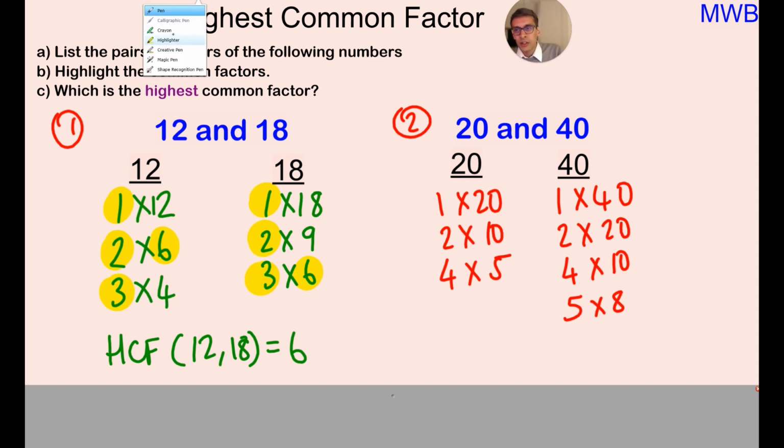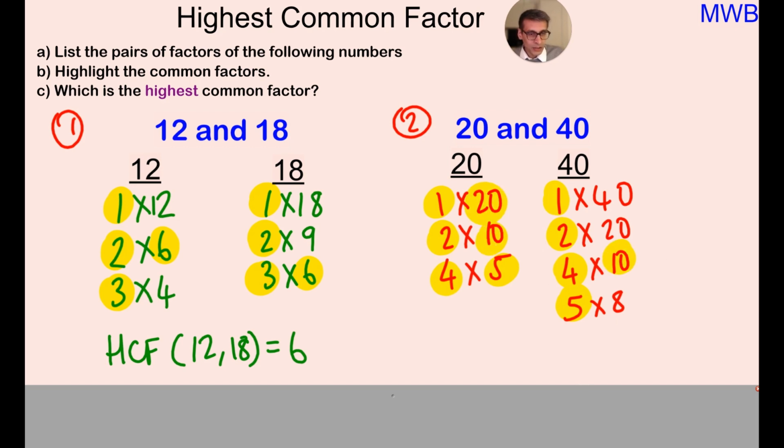So let's highlight the common factors here. We can see a common factor is 1. Let's use yellow. So a common factor is 1. Another common factor is 2. 4 is a common factor. 5 is a common factor. 10 is a common factor, and so is 20. So from this, we can see that the highest common factor of 20 and 40 is equal to, well, we can see the biggest number that goes into both is 20.